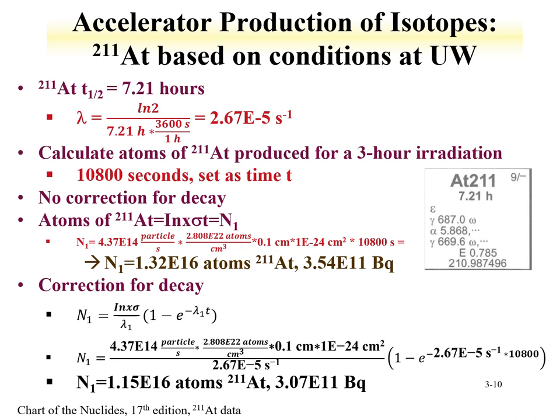N1 is equal to particles per second times the atom density times the target thickness times the cross-section times the time. And those values are shown here with the particles per second, atom density, target thickness, cross-section from the previous slide, and the irradiation time provided above. One gets the production of 1.3 times 10 to the 16th atoms of astatine-211. And that's equal to 3.5 times 10 to the 11th becquerel. And that's simply found from activity equals lambda N.